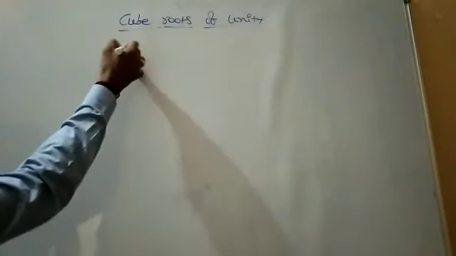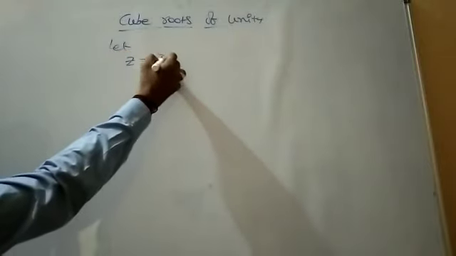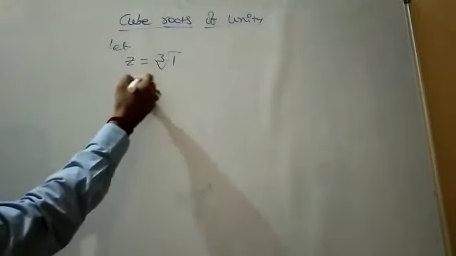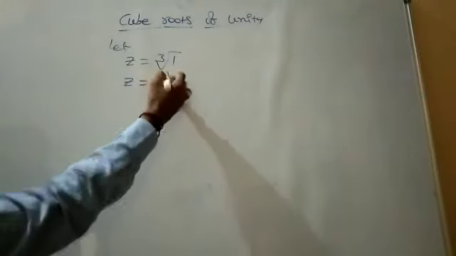Unity means 1. Okay. Cube roots of unity. Let z be equal to the cube root of 1. Now you can write z is equal to 1 power 1 by 3. Cube root of means we can write as 1 power 1 by 3.